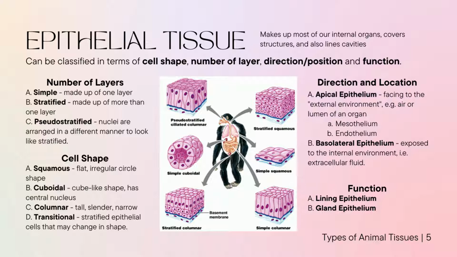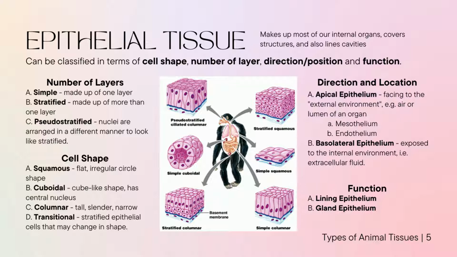Now, the cell shape. When the epithelial cells are flat, irregular, circle shape, it is called squamous epithelial tissue. When the cells look like dice or something, with a central nucleus, the epithelial tissue will be called cuboidal. When it is tall, slender, and narrow, it is called columnar.